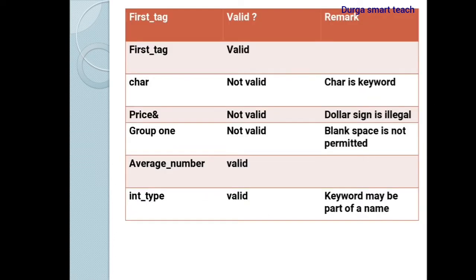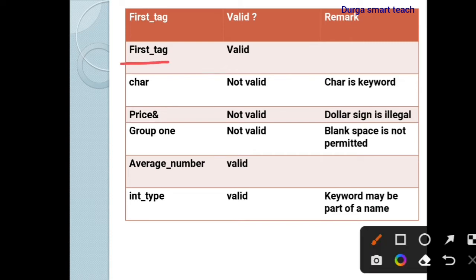So let's see one table. It shows the valid and remark. First, first_tag: here first is one word and tag is one word, so the two words are combined with an underscore symbol, so this is valid. Next, char: it is not valid because char is a keyword. I already told you keywords are not used as variable names.